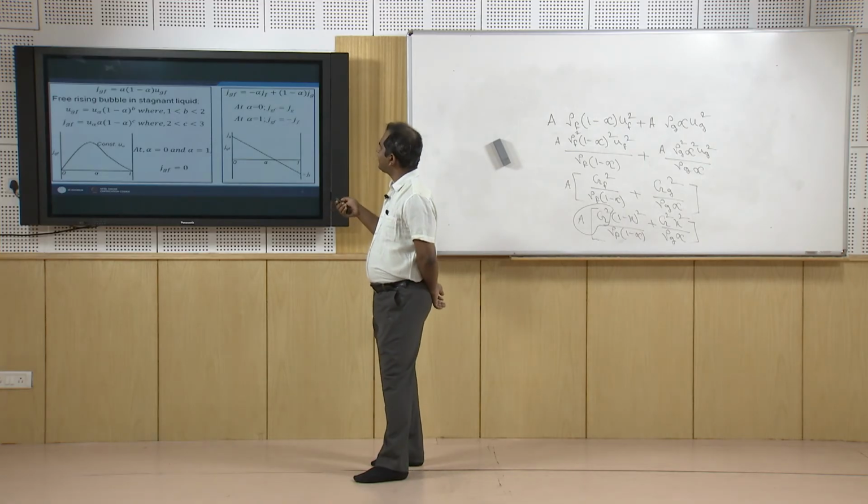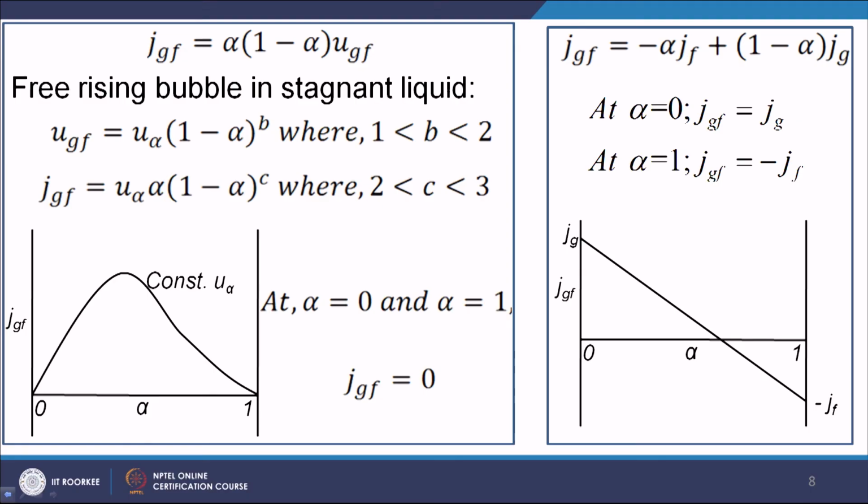Now, let us see the other extent. We have JGF equals minus alpha into JF plus 1 minus alpha into JG; this equation also we proved in the first lecture. At alpha equals 0, JGF becomes JG, and at alpha equals 1, you get JGF equals minus JF. Now, if I plot it once again in the JGF and alpha plane, remember these two are not similar, because the first is for a free rising bubble, while this one can be for any other configuration.